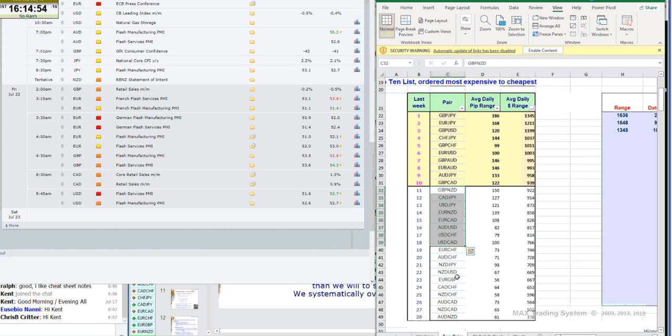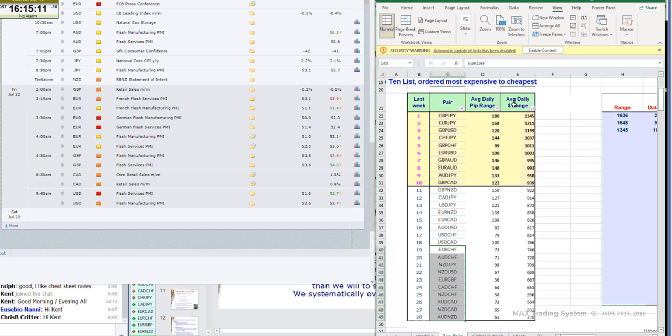Do you want to go further down, Eusebio, or is this enough? No, US dollar CAD is perfect, Chris. Okay. So these are the ones to monitor. If they're not working out for you, then you can go for the smoother movers. There's really not much chop in these ones.